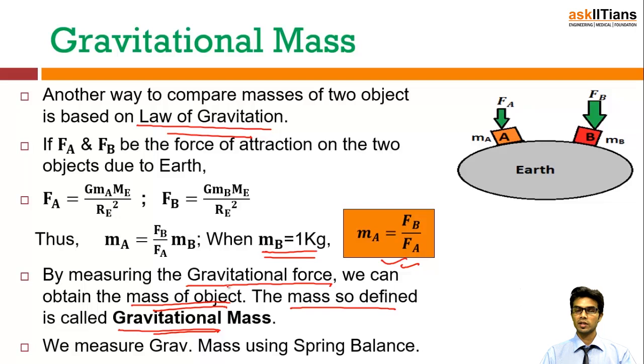Actually, mass can be measured in two ways: by using Newton's second law or the law of gravitation. When we use Newton's second law, F is equal to ma, to measure the mass, that mass is called inertial mass. And when we apply the law of gravitation to measure the mass, then such mass is called gravitational mass. When we measure the mass using a spring balance, such mass is also called gravitational mass. Whenever we are using a spring balance, we are actually measuring gravitational mass.